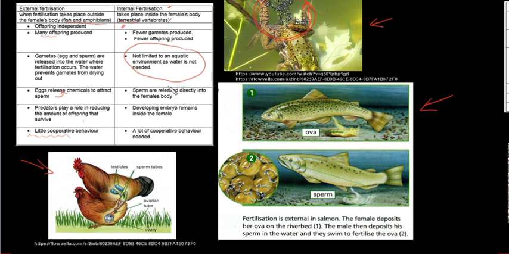And with this type of fertilization, it is not limited to an aquatic environment, as water is not needed to help prevent the eggs drying out, because some of it will be internally with a placenta, others will be eggs that will be laid with a hard outer shell, and then the sperm in this case are released directly into the female's body, as we mentioned here at the top. The developing embryo remains inside the female, so that's also protection where these ones are exposed. And then with this one, like I said, a lot of cooperative behavior is necessary in order for copulation to be successful.